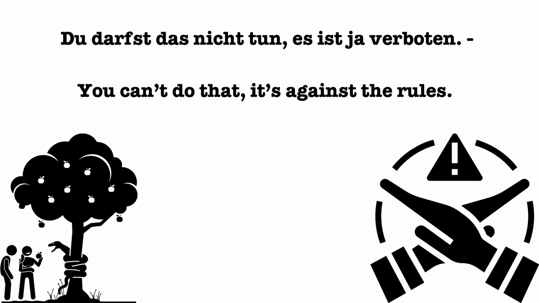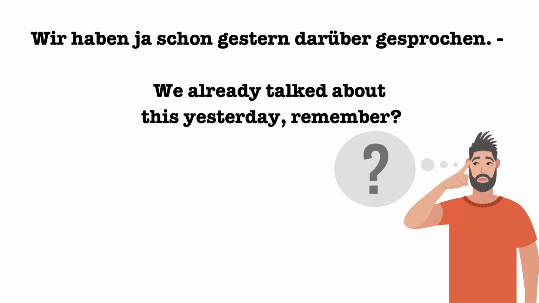Used in the present tense, it can reinforce that something is prohibited. Du darfst das nicht tun. Es ist ja verboten. You can't do that. It's against the rules, you know. If you use it in the past tense, it can refer to a past conversation that the listener should recall. Wir haben ja schon gestern darüber gesprochen.